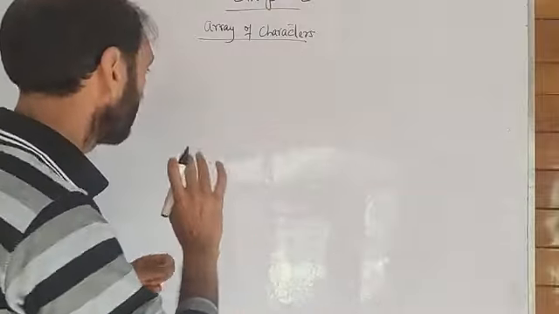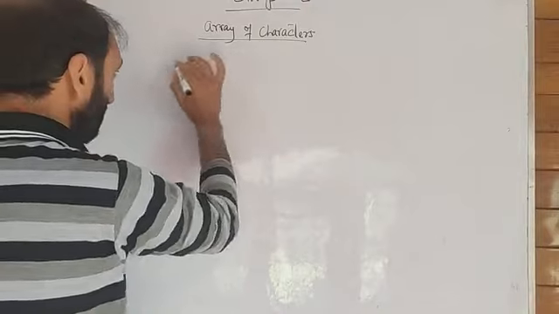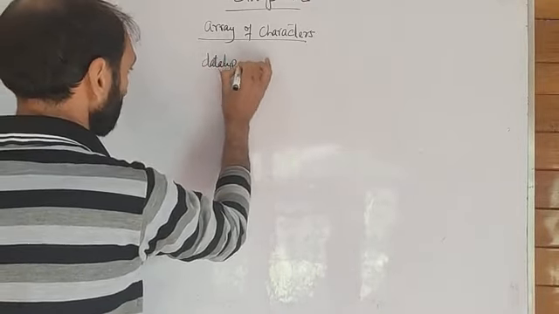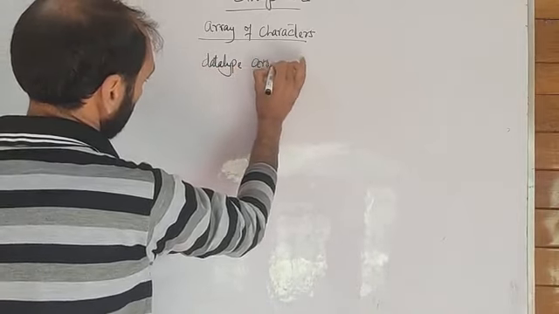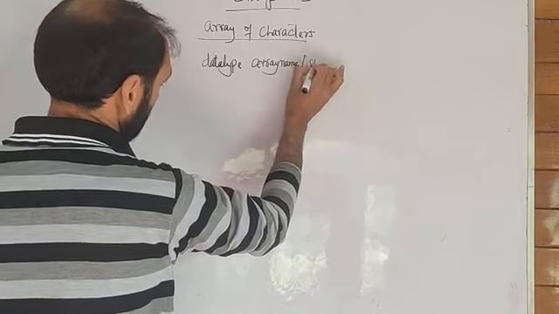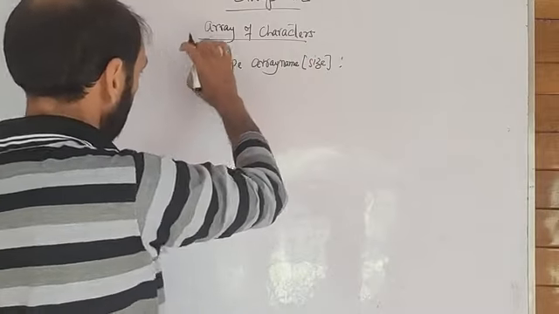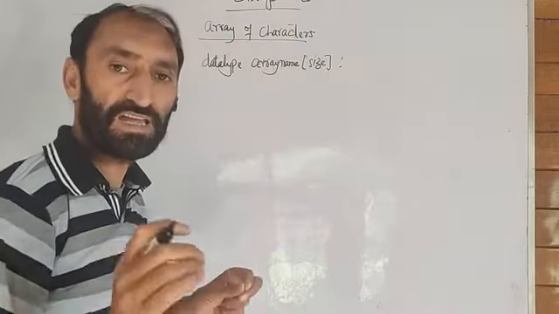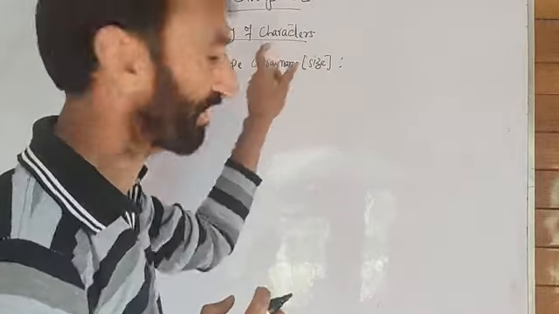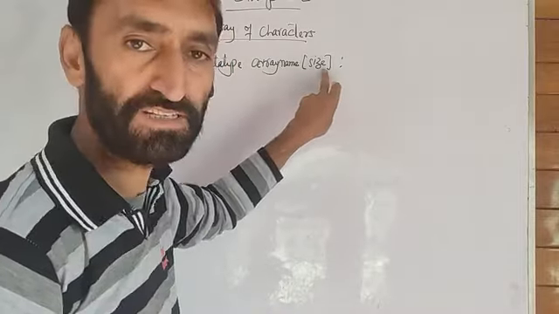You remember the declaration of an array: the syntax is data type, array name, and size. This is the declaration of the array, the general syntax.